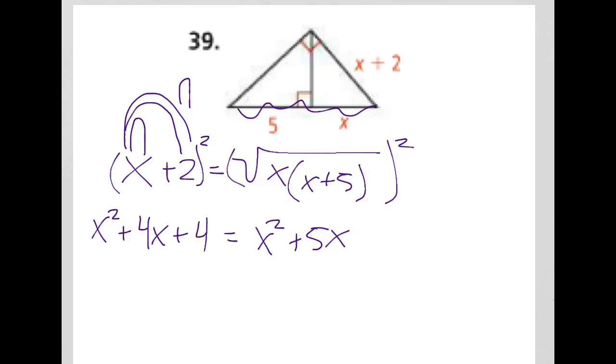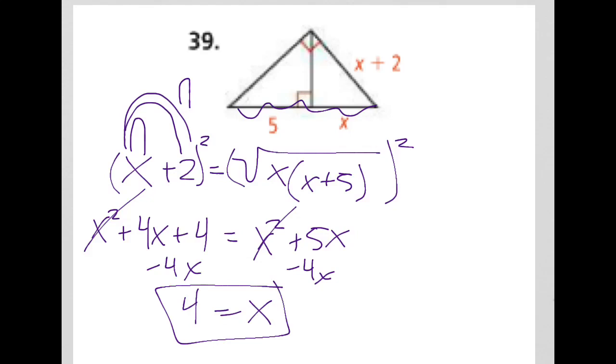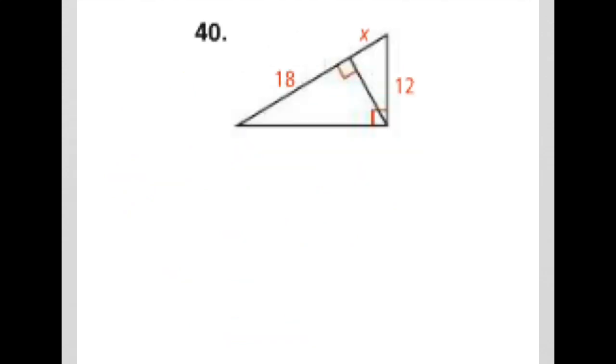Okay, but I have an x squared on both sides, so I can just subtract x squared from both sides. It'll go away. And now let's move everything to one side. Let's subtract 4x from both sides, and I'm left with 4 equals x. And I'm done with that one. Okay, just 2 more. Let's see if we can do it.